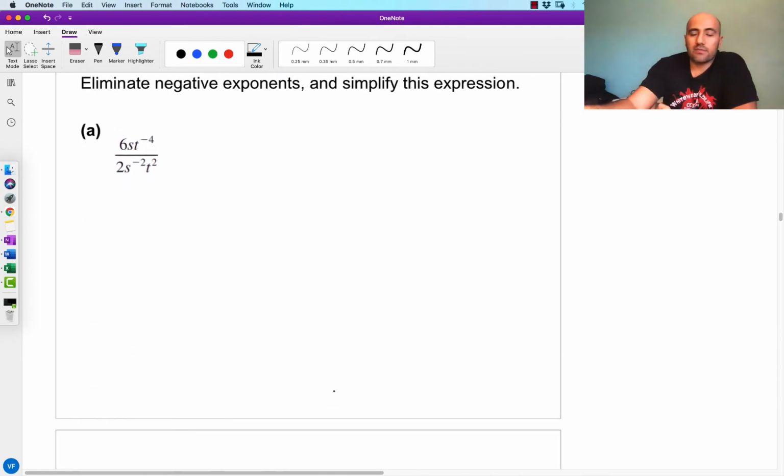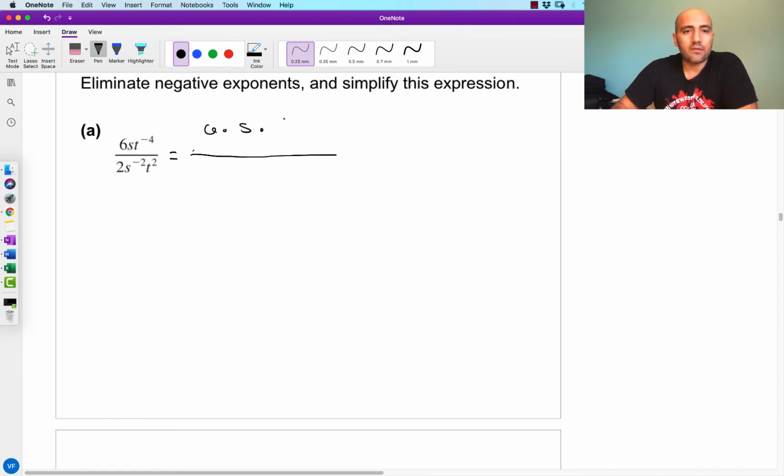Eliminate the negative exponent, simplify this expression. Okay, so we could go through the longer version of this, right? The longer version would be to rewrite each one of these as a 1 over t to the positive 4 and a 1 over, right? So let's begin the longer process. This is a 6 times an s times a 1 over t to the positive 4th power. To deal with all of these, we'd have to put a 1 underneath them.